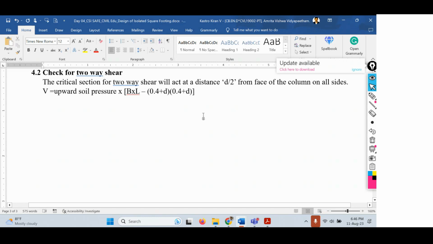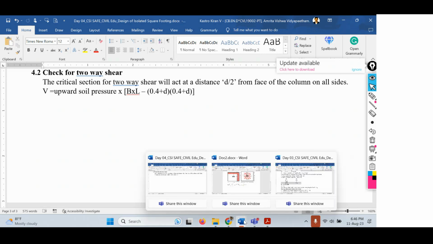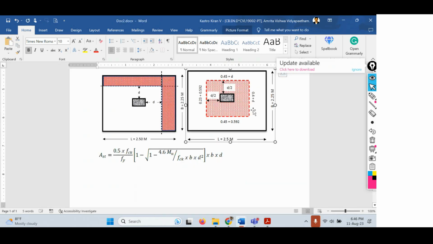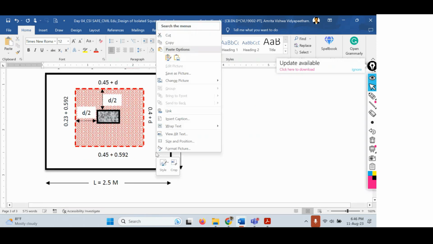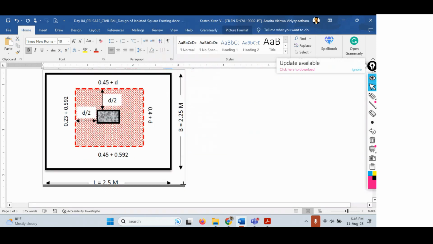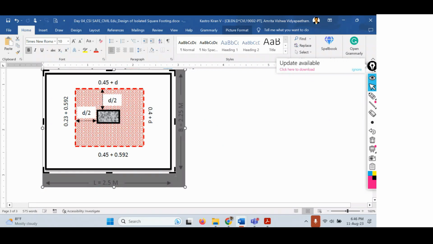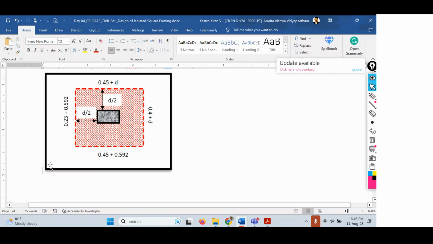So usually for one-way shear, for two-way shear, if you look into this particular figure, forget about the dimensions that are available here. Don't think about the dimensions here. So what is this length? This side of the column is 0.4. This side of the column is also 0.4. So 0.4 plus D. How is D coming? D by 2 plus 0.4.